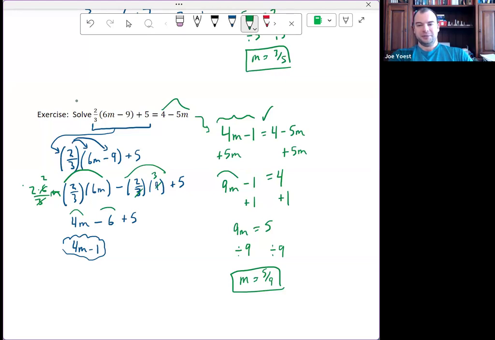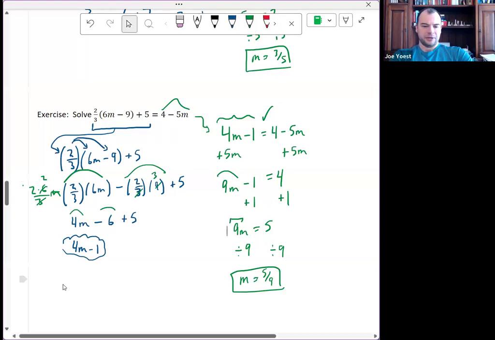We isolate a variable term by adding 1 to both sides, giving me 9m equals 5. And then we isolate the variable itself by dividing by the coefficient 9, to get m equals 5/9. Any questions on that one?